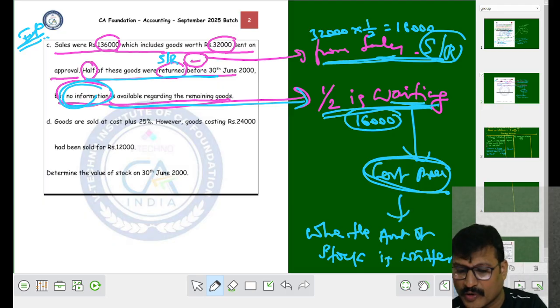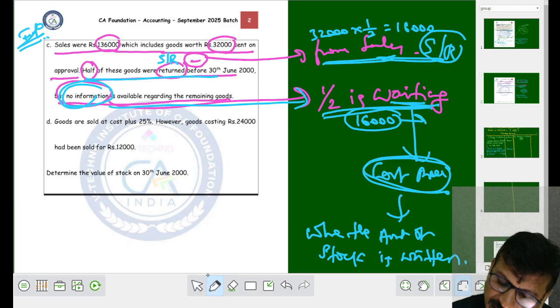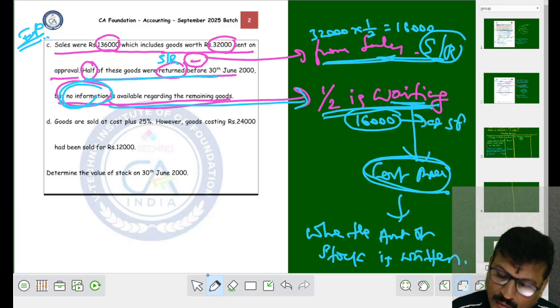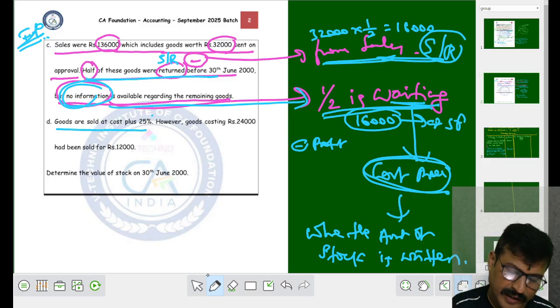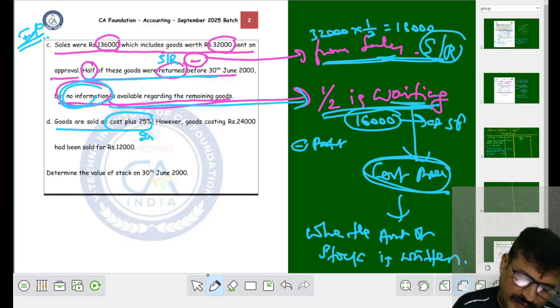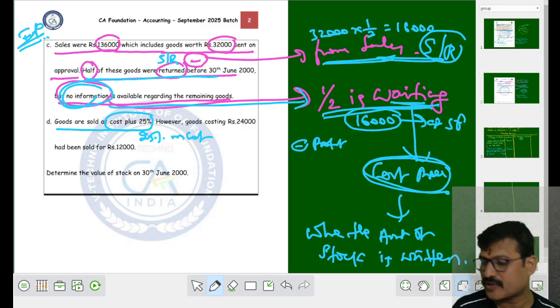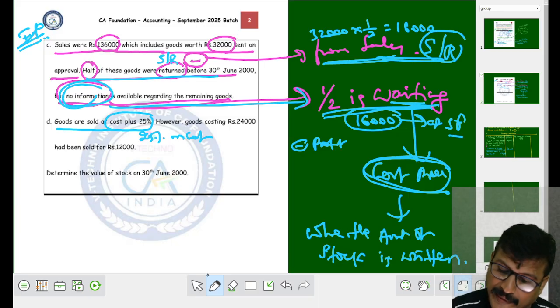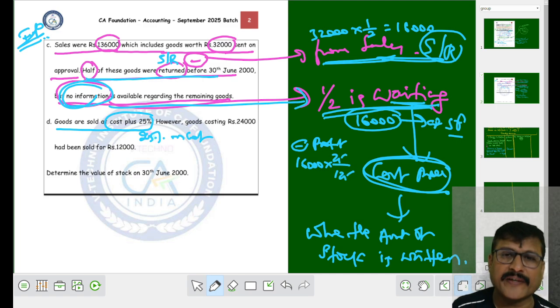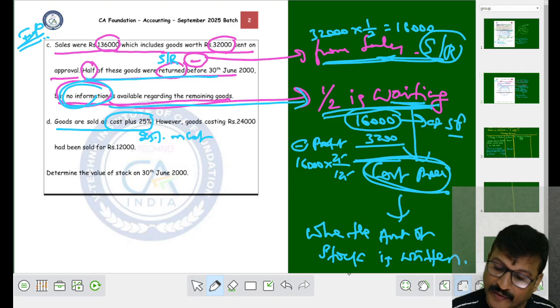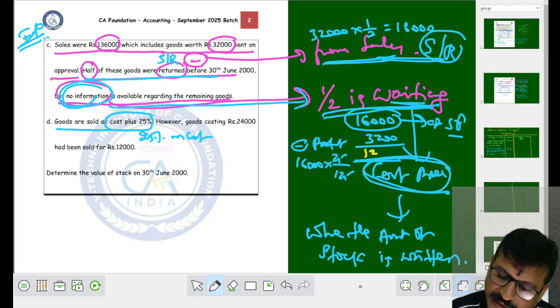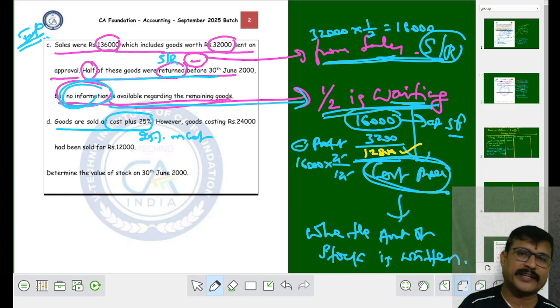Fine. When we have to take at cost price, this 16,000 is at selling price. Out of this, we have to subtract the profit. Goods are sold at cost plus 25%, means profit is 25% on cost. How to work out? This is selling price, we have one cost price. 16,000 into 25 by 125. You work out, it comes to rupees 3,200. We subtract this out of 16,000, and we get 12,800. This is what we have to take.